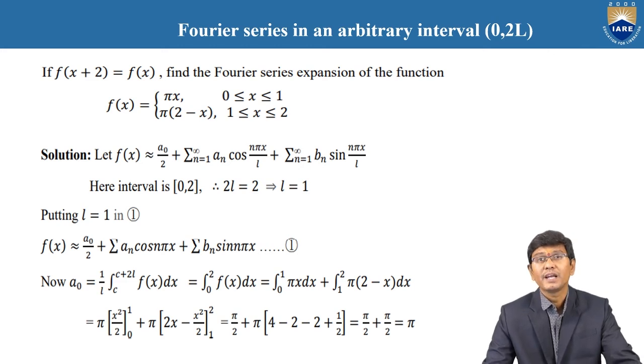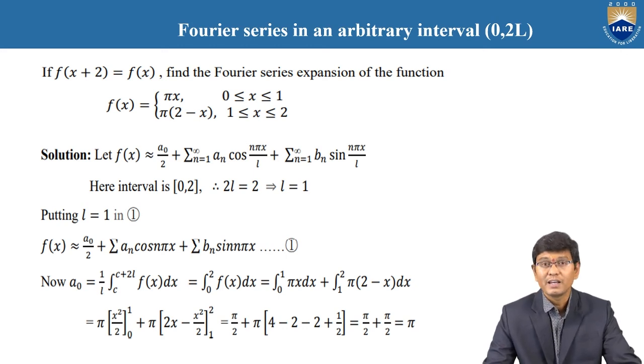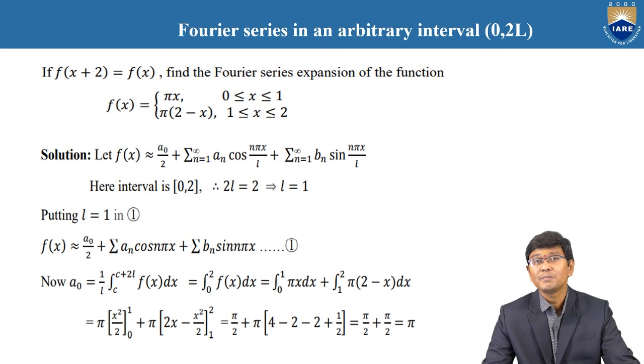Therefore, a0 is equal to 1 by L times the integration from c to c plus 2l of f of x into dx. Now we replace f of x between 0 to 2, with c equal to 0 and 2l equal to 2, whereas the limit l is equal to 1. Therefore, the limits are between 0 to 2 of f of x into dx.